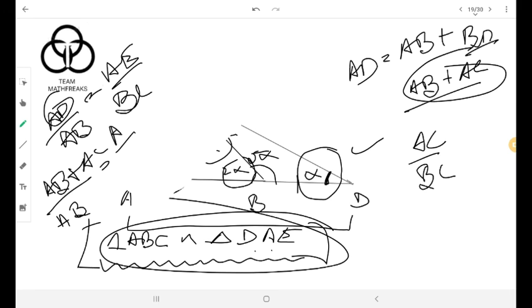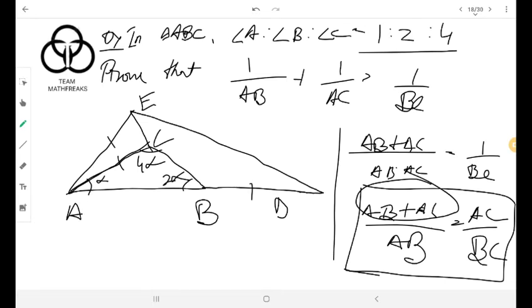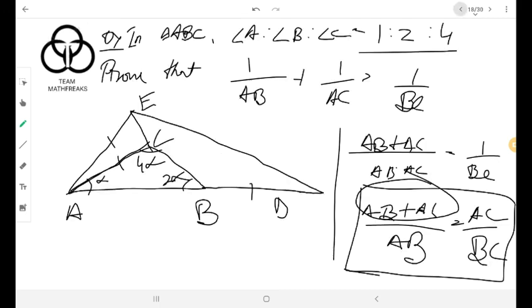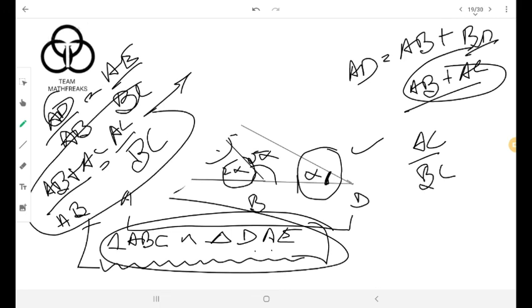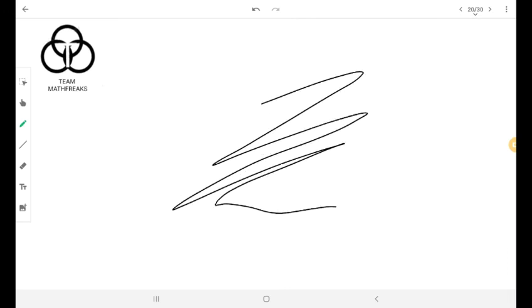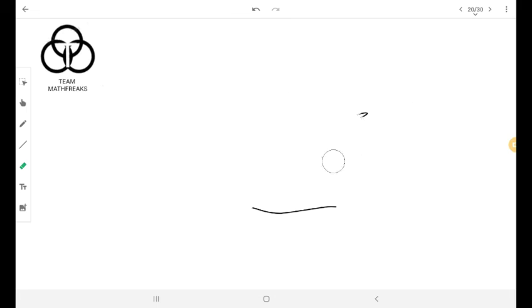This can be written as AC over, what was the necessary proof? BC. From this we can prove it. This is that. You are getting this. So hence proved. Just by changing the question a little bit, you have to take the idea for construction.